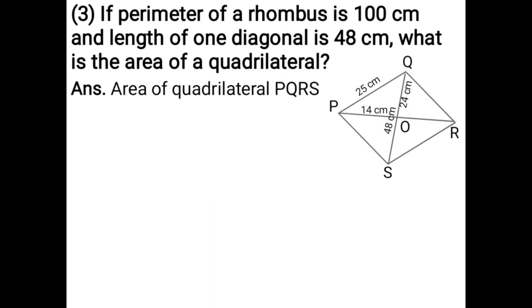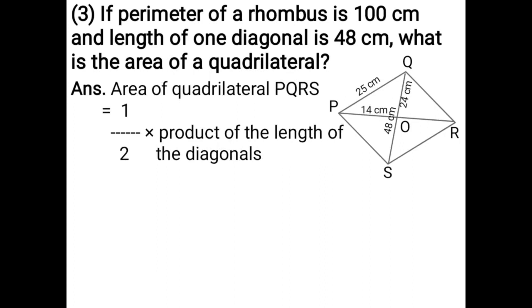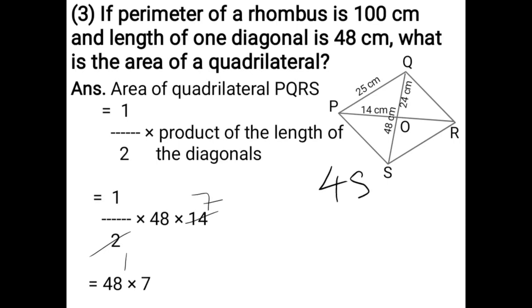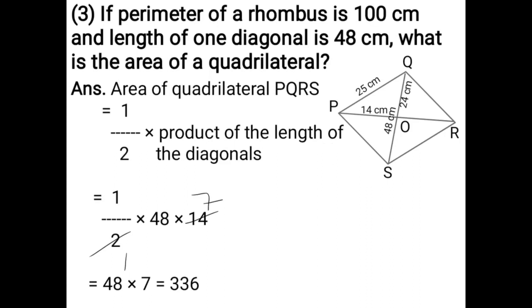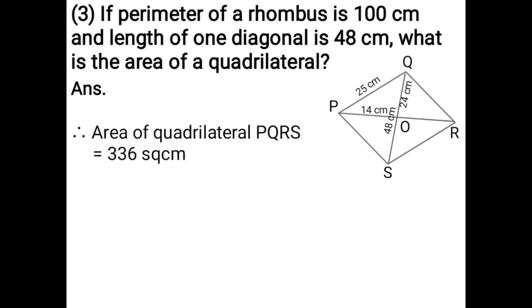Area of quadrilateral PQRS is equal to half into the product of the lengths of the diagonals, that is half into 48 into 14. Now do the cancellation: 2 ones are 2, 2 sevens are 14, so that is 48 into 7. Now multiply 48 into 7. 7 eights are 56. 7 fours are 28, 28 plus 5 is 33. After multiplying 48 into 7, the answer is 336. Therefore, area of quadrilateral PQRS is equal to 336 square centimeter.